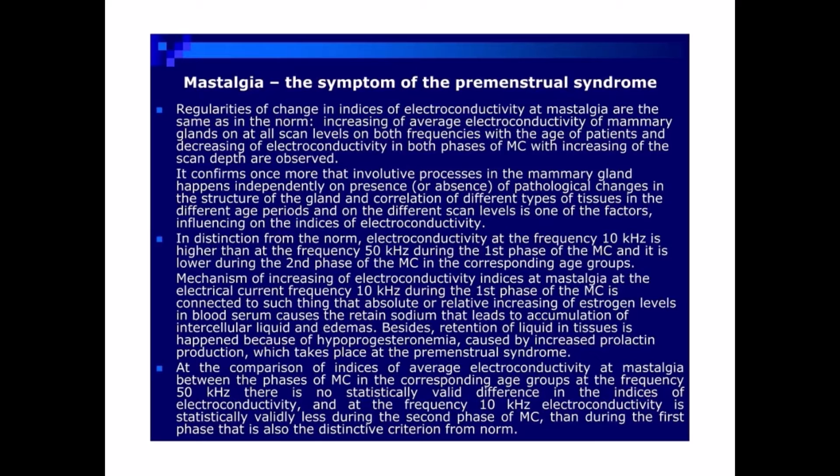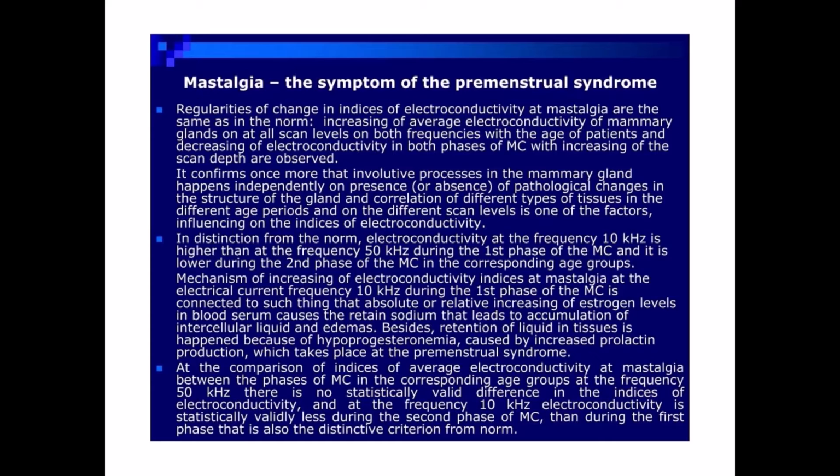In distinction from the norm, electroconductivity at the frequency 10 kHz is higher than at the frequency 50 kHz during the first phase of the MC, and it is lower during the second phase of the MC in the corresponding age groups. Mechanism of increasing of electroconductivity indices at mastalgia at the electrical current frequency 10 kHz during the first phase of the MC is connected to the fact that absolute or relative increasing of estrogen levels in blood serum causes retained sodium that leads to accumulation of intercellular liquid and edemas.